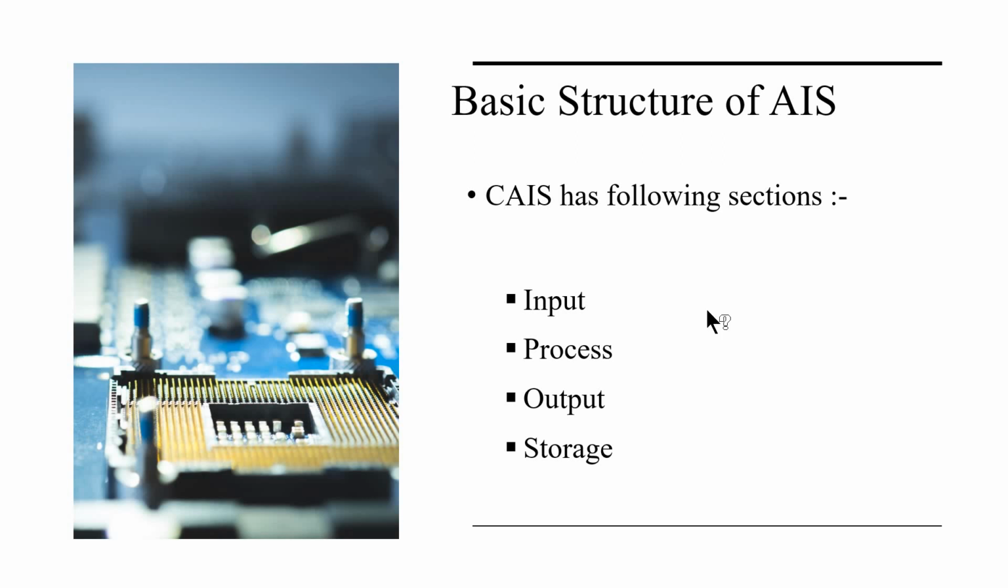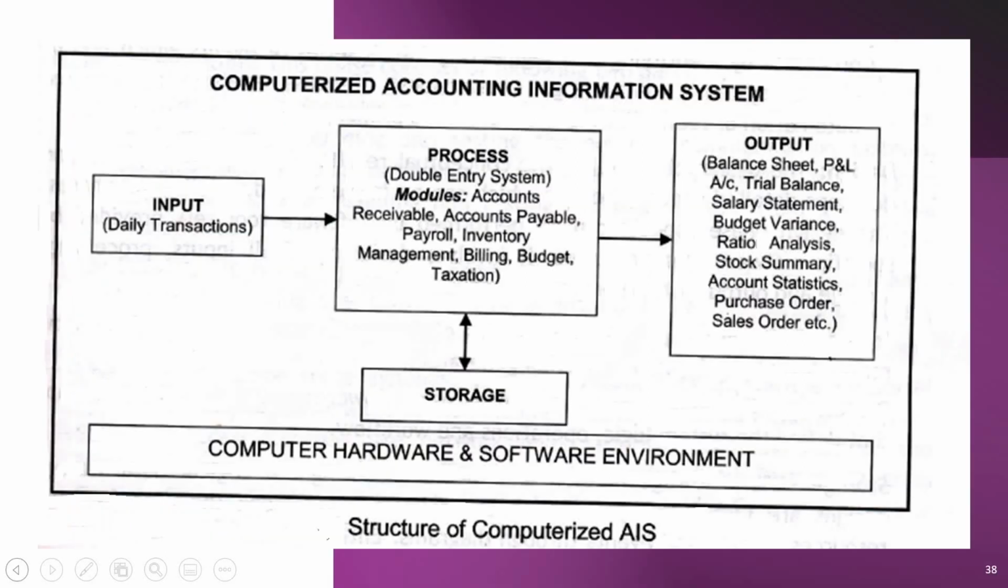The structure of computerized accounting information system consists of the following sections: input, process, output and storage. Here we can see the picture of the structure of computerized accounting information system. Let's see the first one, input. The input section is responsible for receiving financial data or accounting data and inventory data from the user.